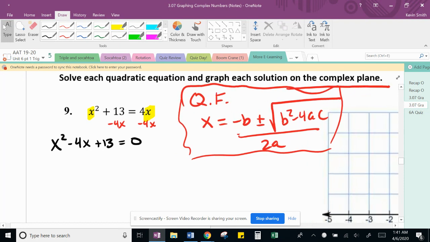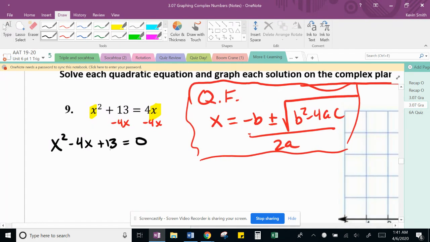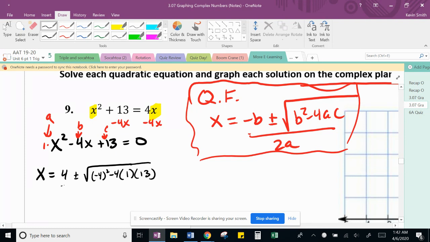And we'll go right into the quadratic formula. Of course, you can check if it's factorable. Multiplies to 13, adds to negative 4. Not going to happen. So right into the quadratic formula. X equals. This is our A, which is 1. Our B is negative 4. Our C is 13. So it'll be opposite of B, which would be 4 plus or minus the square root of B squared minus 4 times A times C all over 2A.